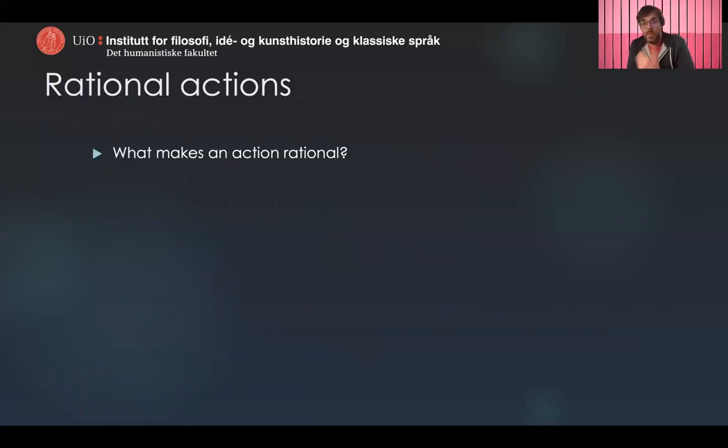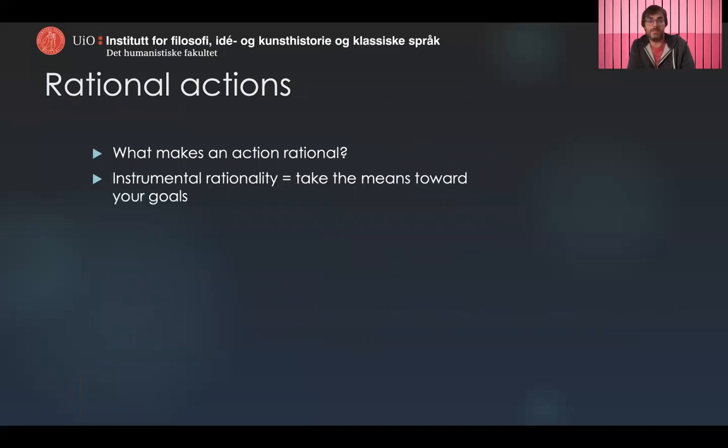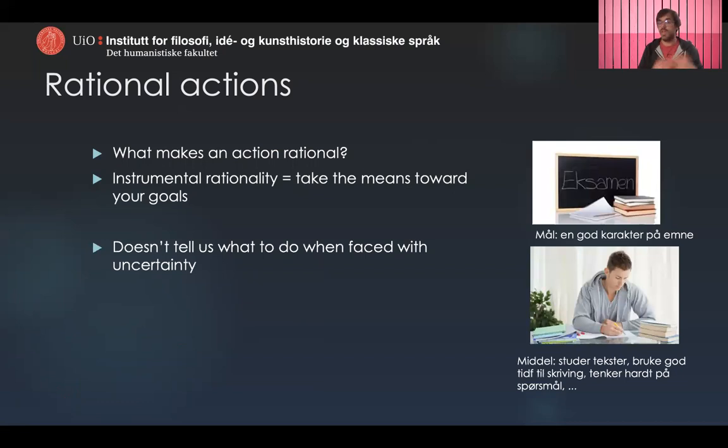So, what makes an action rational? One aspect of practical rationality is called instrumental rationality. And that's the rationality where we take the means to our goals. We take the instruments to achieve the goals. So, if, for example, you have the goal to get a good grade in this class, then you might take the means to do that if you're rational.